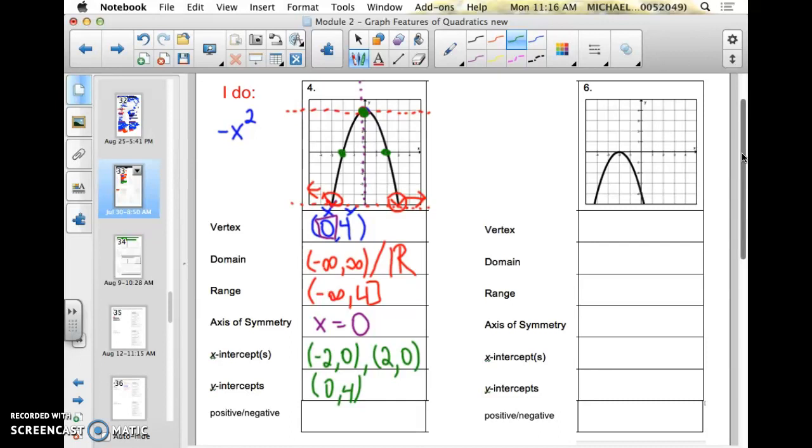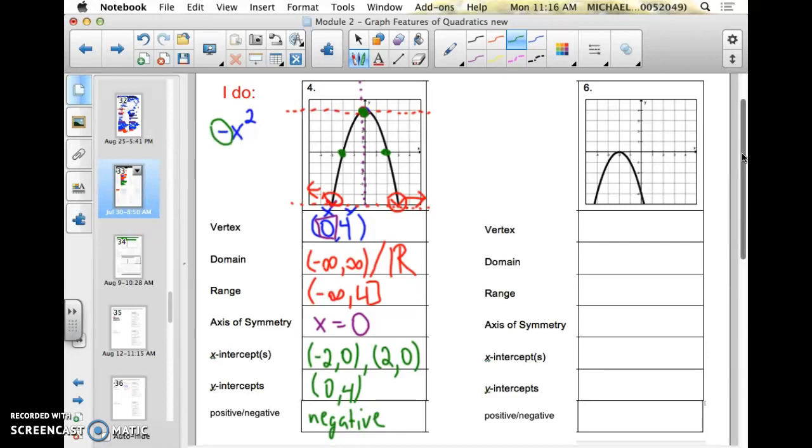And then we did talk about this at the beginning, but this function is negative, meaning there will be a negative up front of the standard form of it because the endpoints are going down. All right, I'm going to do one more example before you try yours on your own.